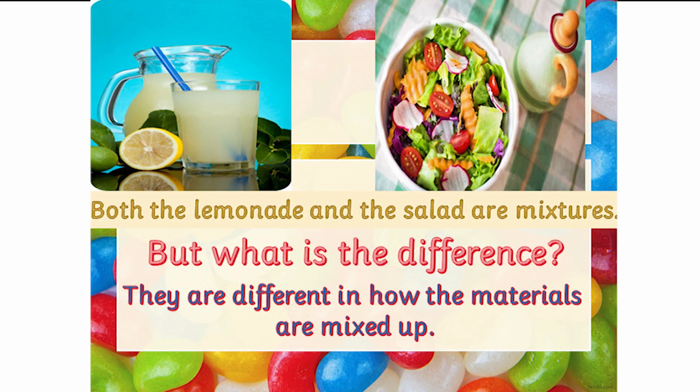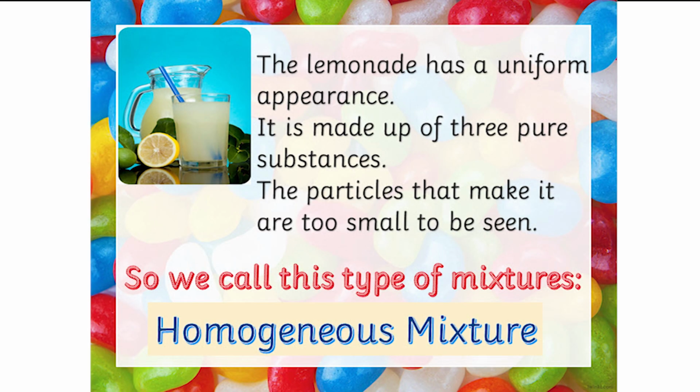Both the lemonade and the salad are mixtures. But what's the difference? They are different in how the materials are mixed up. The lemonade has a uniform appearance. The particles that make it are too small to be seen, and the mixture has a uniform appearance, so this kind of mixture is called a homogeneous mixture.